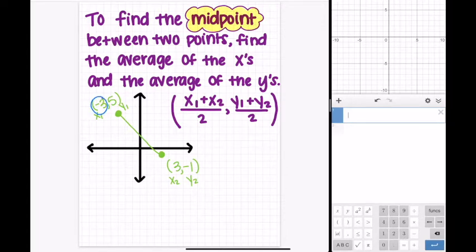So I have my x1 and my x2. We're going to add them together. So -3 plus 3 and divide it by 2. And then for the y values, we have +5 and then plus -1, so just -1, and divide that by 2. And this gives us our xy midpoint.